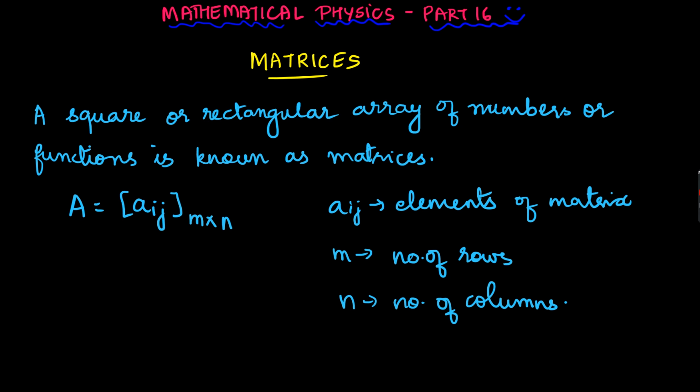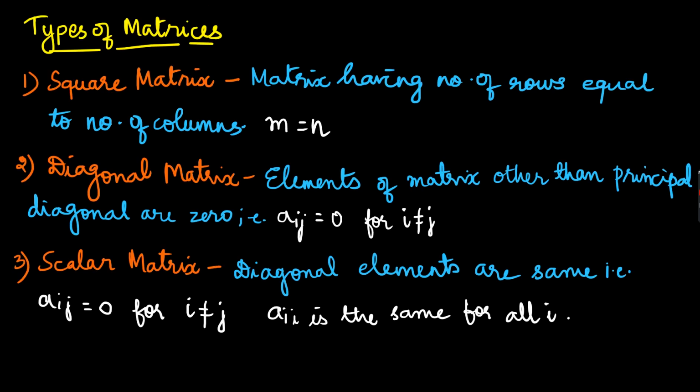So this is a basic definition of a matrix, and here we write this as Aij, where Aij are the elements of the matrix, and M is the number of rows and N is the number of columns. Let us see the types of matrices. So the first one is the square matrix, where the number of rows is equal to the number of columns, and the diagonal matrix is the one where the elements other than the principal diagonal elements are 0. That is, except the diagonal elements, all the elements are 0.